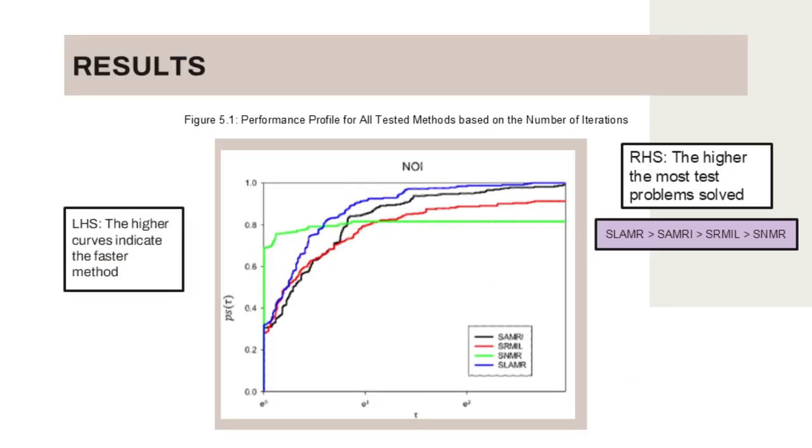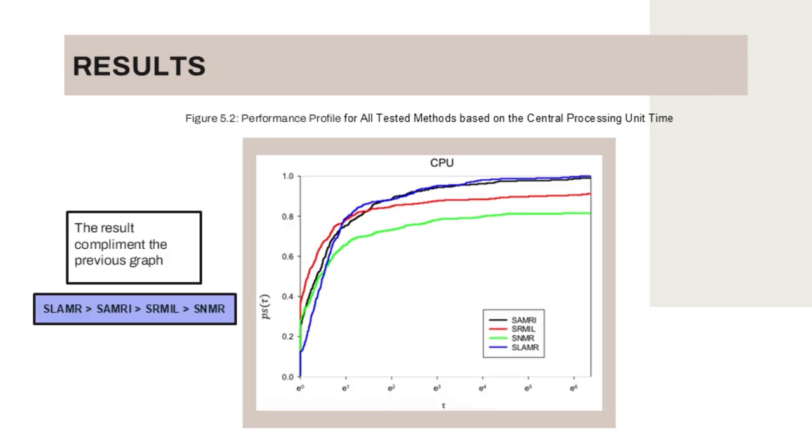Here, we show the performance profiles based on two metrics: number of iterations and CPU time. From the first graph, which measures speed by iteration count, we observe that the SLAMR method performed best, followed by SAMRI, SRMIL, and SNMR. The second graph confirms this result in terms of CPU time. Again, SLAMR outperformed the others, proving to be the most efficient coefficient.